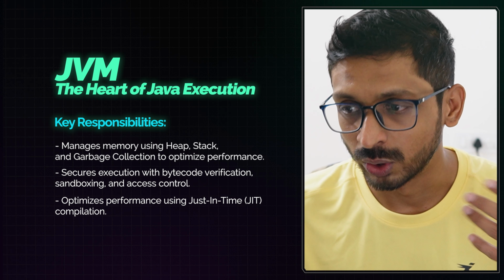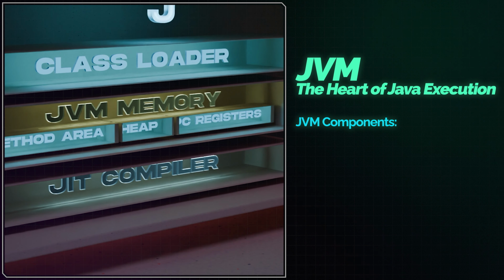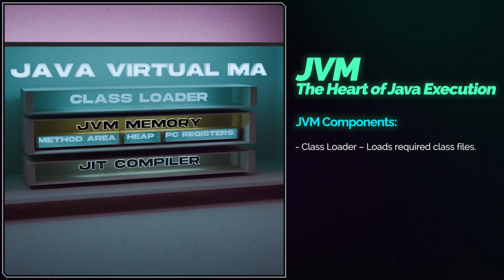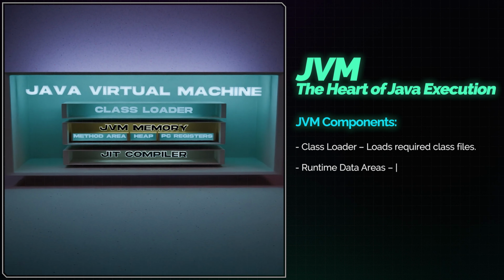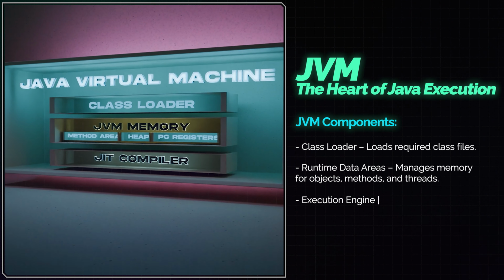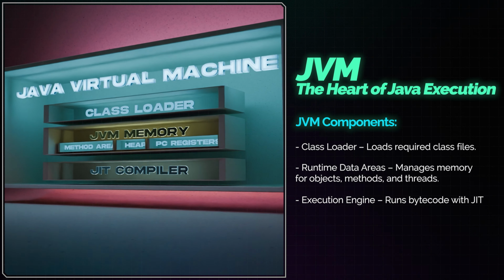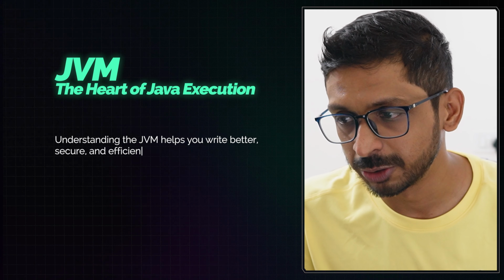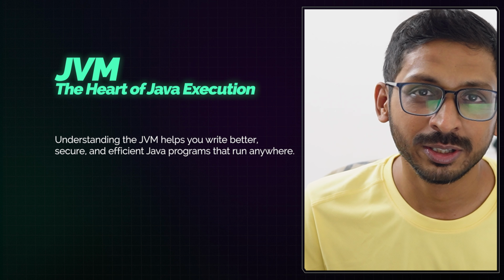your program is running. Inside the JVM, there are three core components: the class loader, which loads the class into the memory; then the runtime data areas, which manage memory for your program; and then the execution engine, which actually runs your code. Understanding the JVM helps you write portable, secure, and efficient programs in Java, no matter where they are going to run.